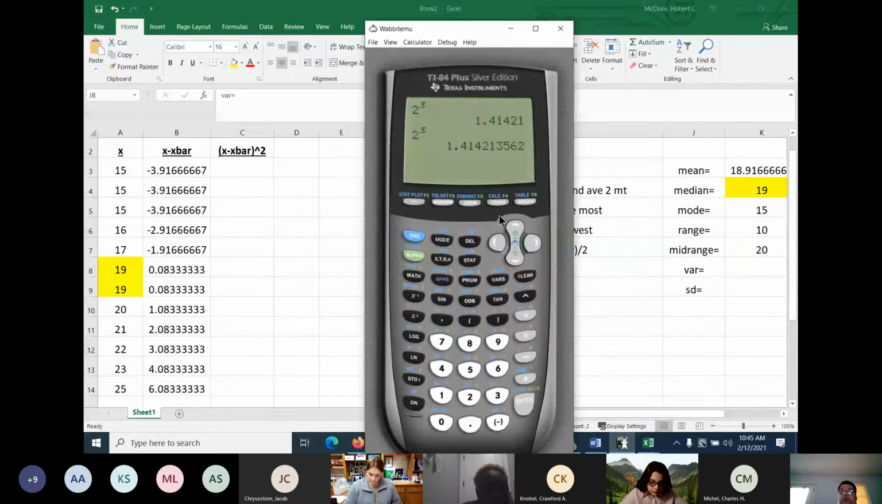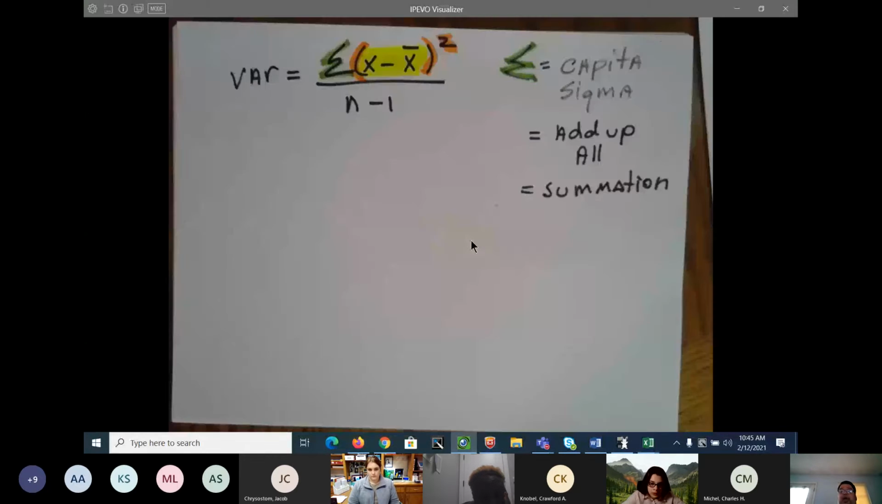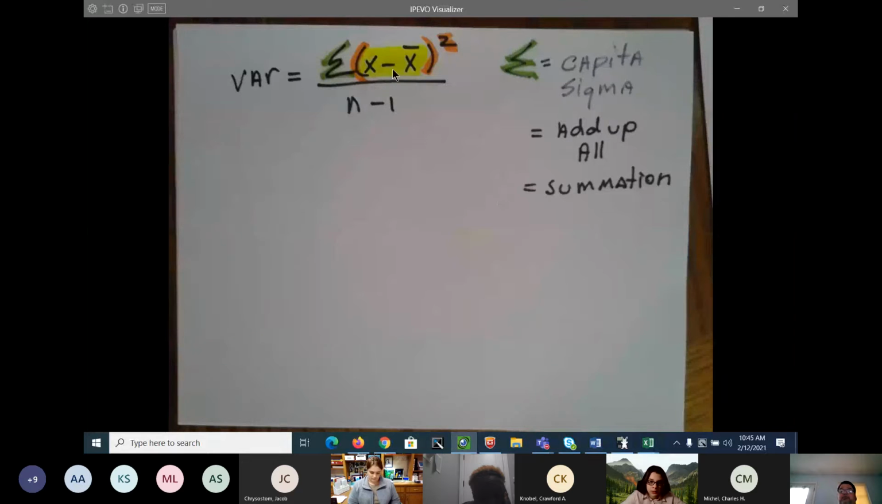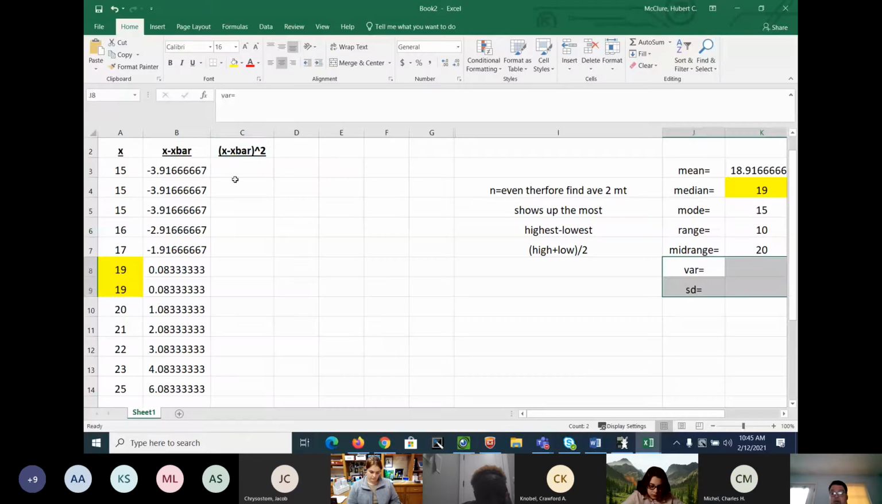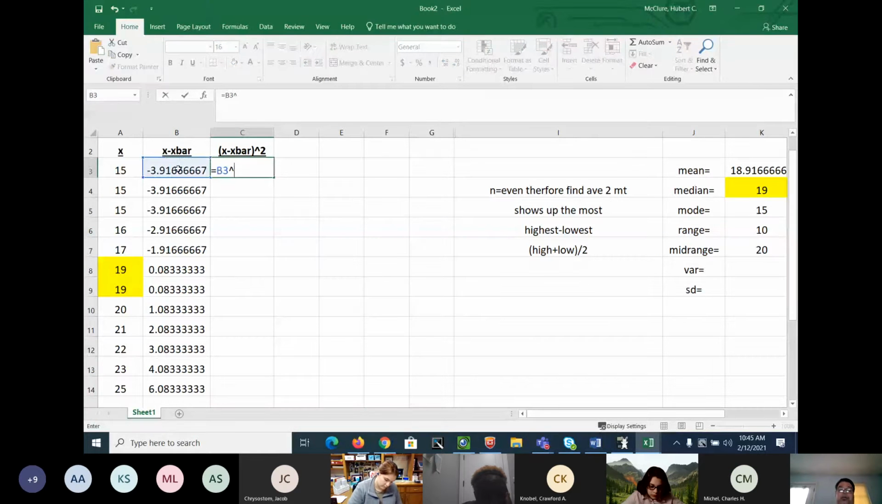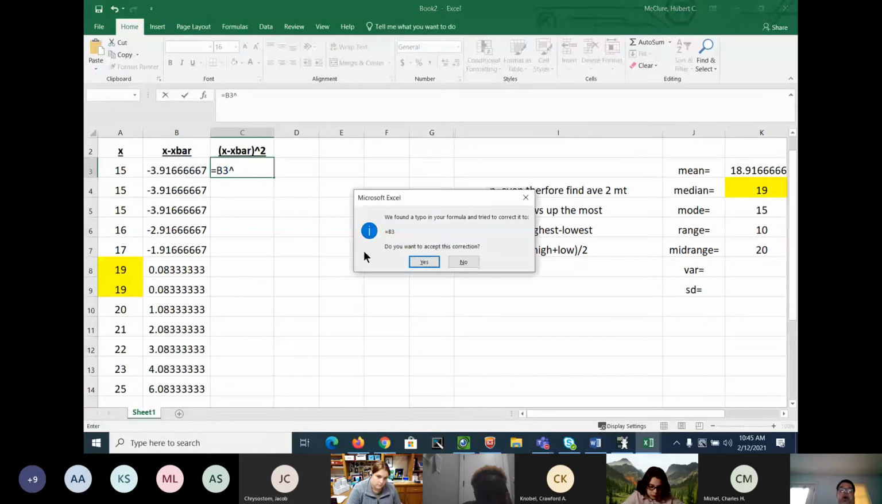Okay, look at your formula. Everybody look here. What do we do after we subtract x minus x bar? You then add them all up together. No, the orange. You square it. Oh, yeah, square them. Okay, so I'm going to go down here and I'm going to square each one of those numbers. And what that does is it makes everything positive.